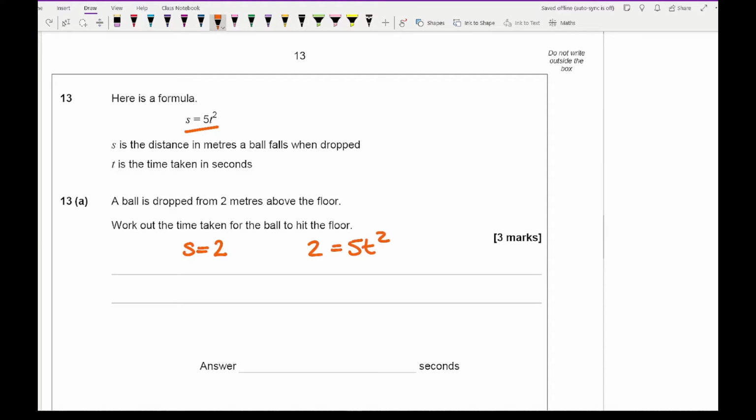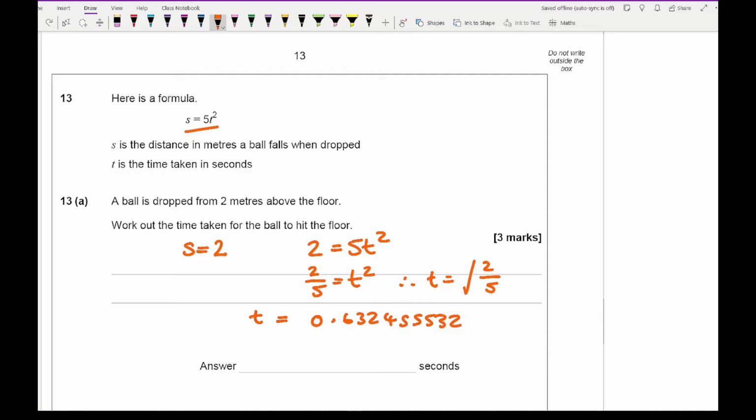So I want to make t the subject, so I take the 5 over. So 2 over 5 equals t squared. So therefore t equals the square root of 2/5, which if I type into my calculator, let's just quickly do that now. I get an answer of 0.632455532. And again, we're not looking for a plus and minus because time can't be negative.